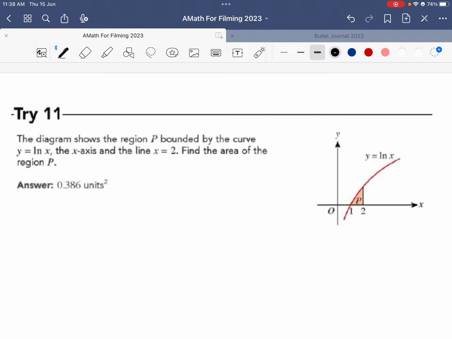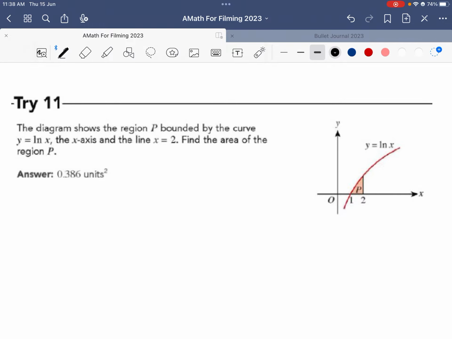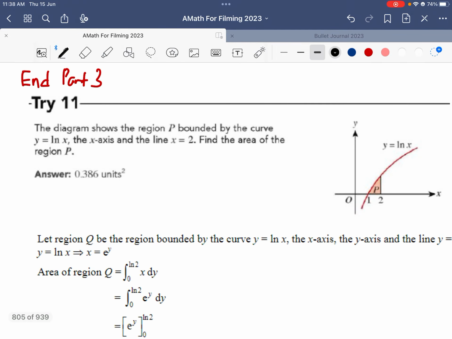Please pause the video, try 11. Same thing, this is a very special case because you are unable to integrate ln x with respect to x. So you need to express it by making x the subject, and integrate with respect to y to find the area of P.